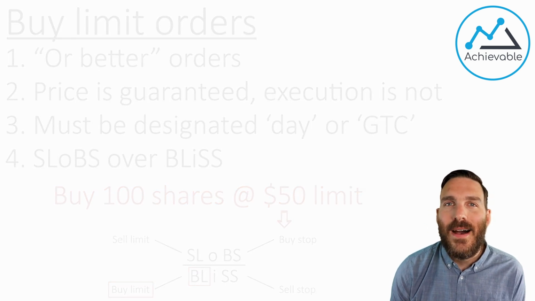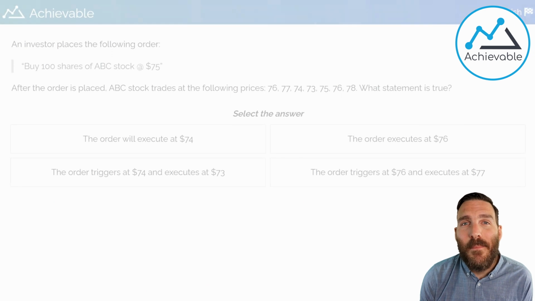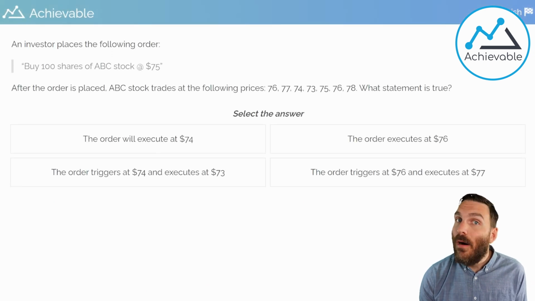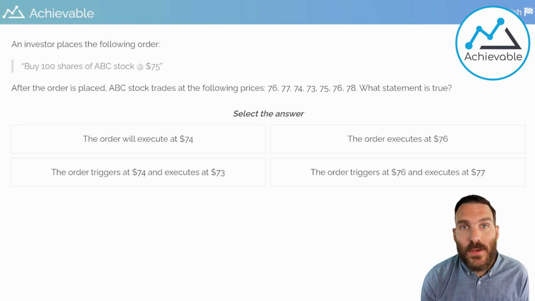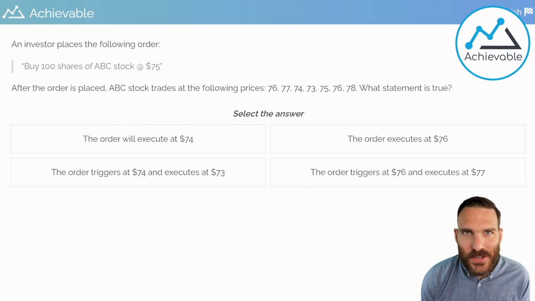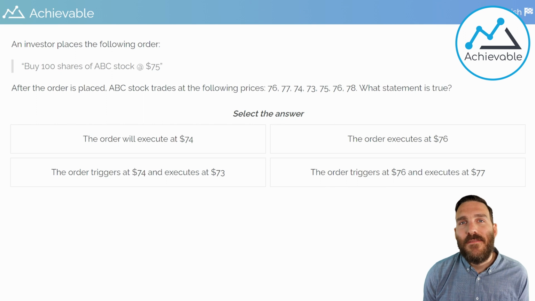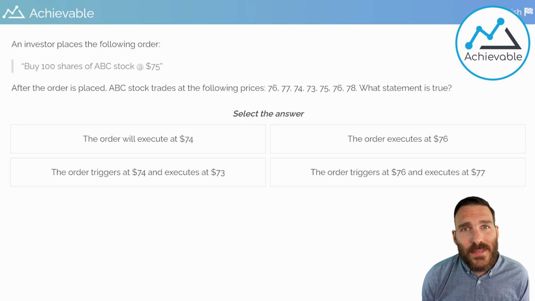we understand this concept. All right, question is up on the board. If you want to, pause the video, see if you can answer the question yourself, and then we will attack it together. Okay, let's pick this question apart. An investor places the following order: buy 100 shares of ABC stock at 75. After the order is placed, ABC trades at a bunch of different prices.